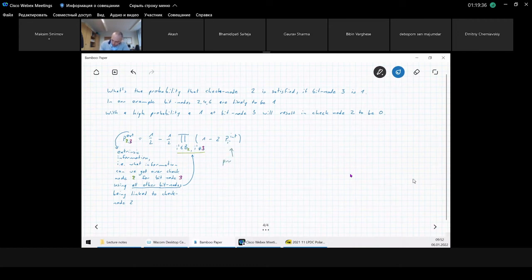So the probability that bits or bit nodes, which were the ones 2, 4, and 6, okay, and actually for this example, I also calculated the numbers.